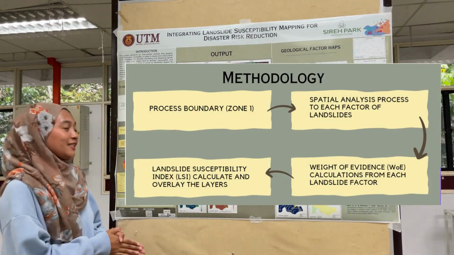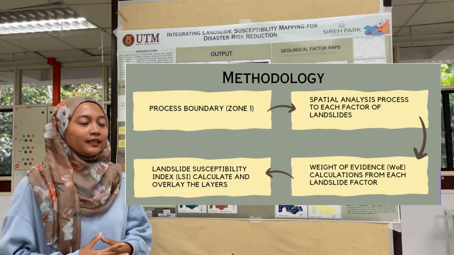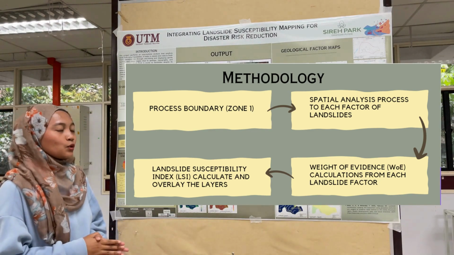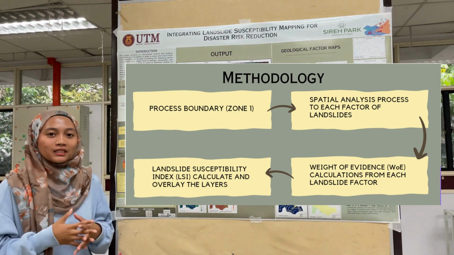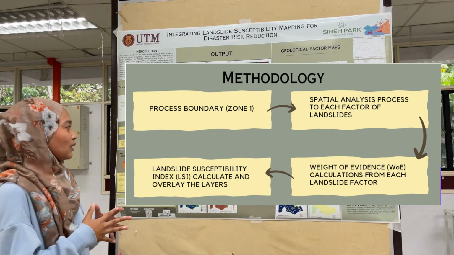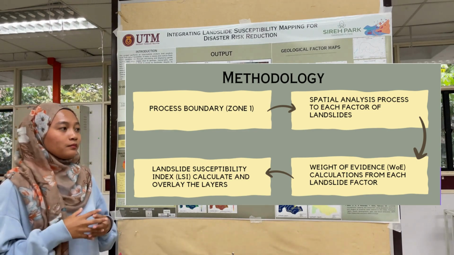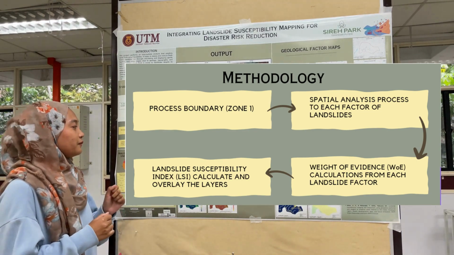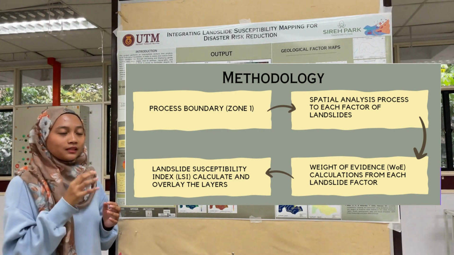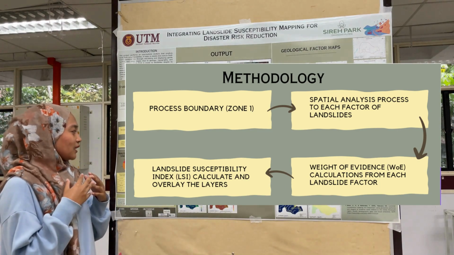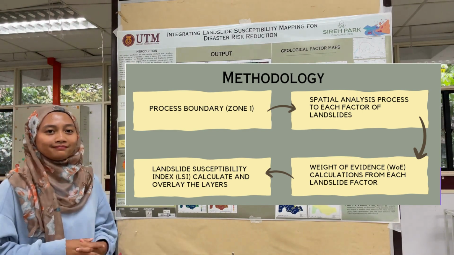So next, methodology. First, we need to process the boundary of Zone 1 because of the stakeholder opinion, and then spatial analysis process for each factor of landslide. We have 21 factors, so we need to process them in spatial analysis tools. After getting the output of each factor, we need to do the weight of evidence calculation for each landslide factor. After finishing the WOE calculation, we will get the count for each factor, and then we need to calculate the landslide susceptibility index, which is LSI, for the final output.